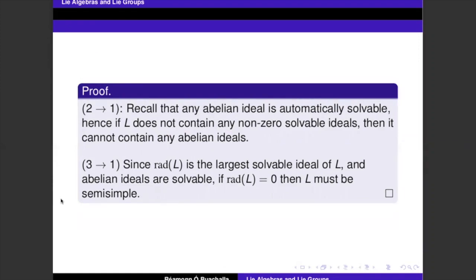Remember that your center is going to be contained. It's not the best way of looking at it. Okay, I think this is clear. So that's 3 different ways of looking at semisimplicity: abelian ideals, solvable ideals, and the radical being equal to 0.